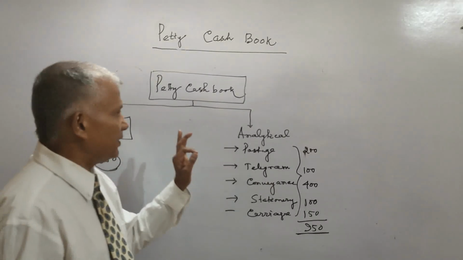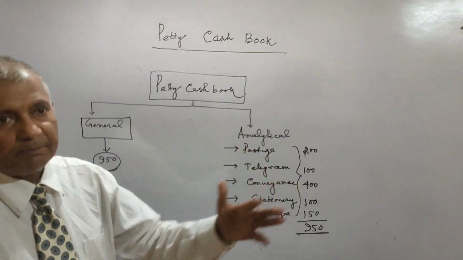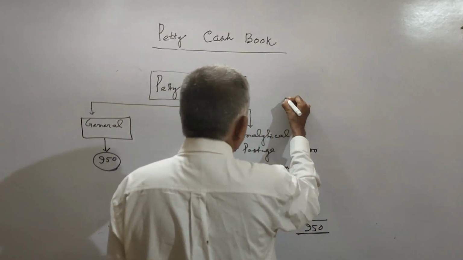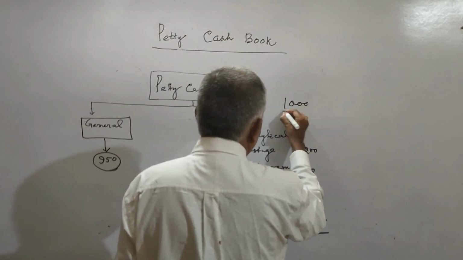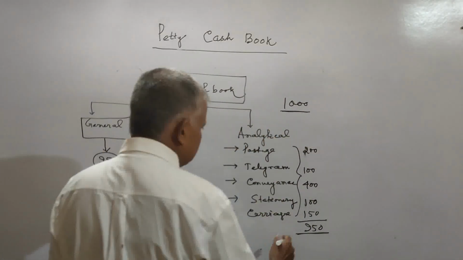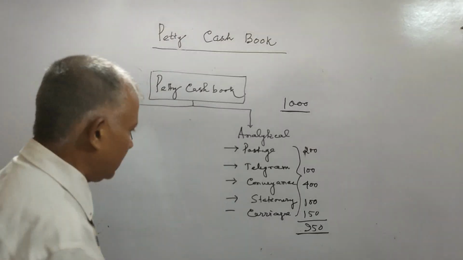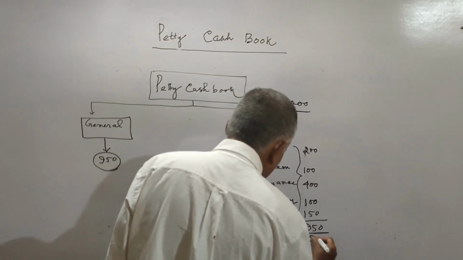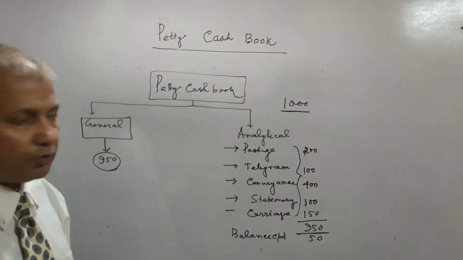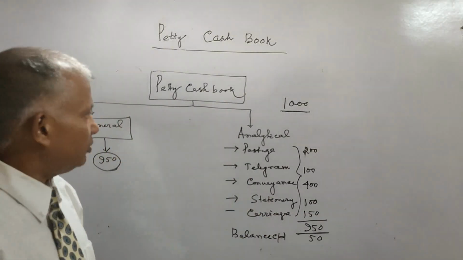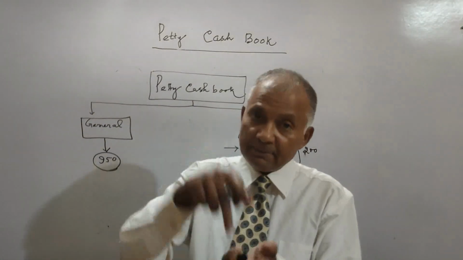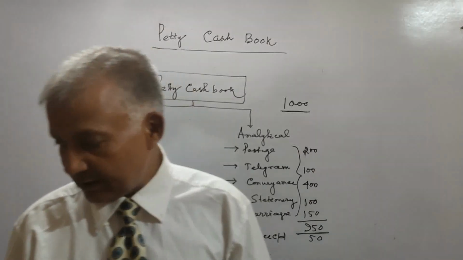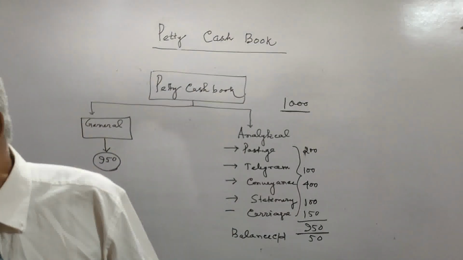Generally, the imprest system of petty cash book is followed by all organizations. In case of imprest system, a fixed amount is given to the petty cashier. Suppose I will tell you another example. The main cashier pays rupees 1000. This is the amount received from the main cashier and the expenditure is 950. So the balance carried down is rupees 50. So 50 rupees is left with the hands of petty cashier. Therefore, the main cashier will again pay 950 to make it 1000. So in this way, the petty cash book is maintained by any organization.